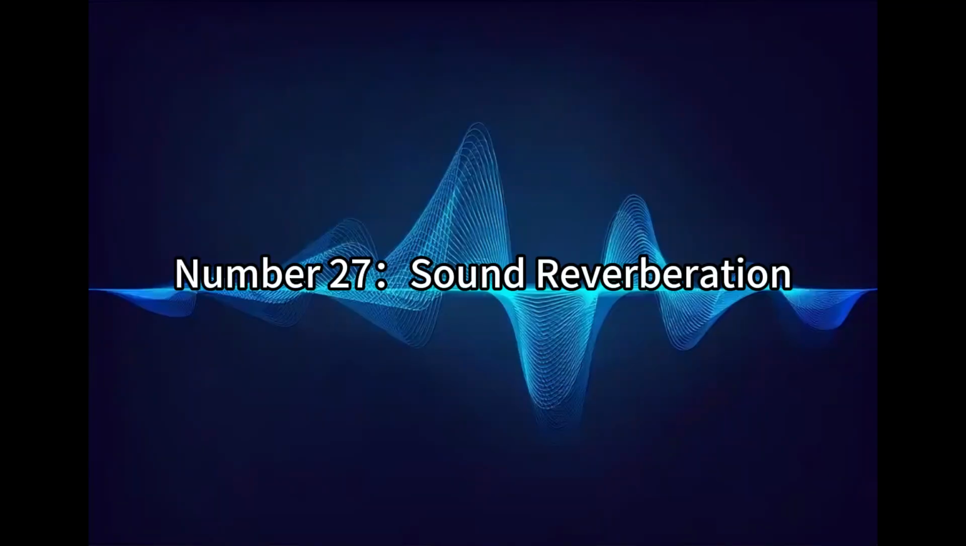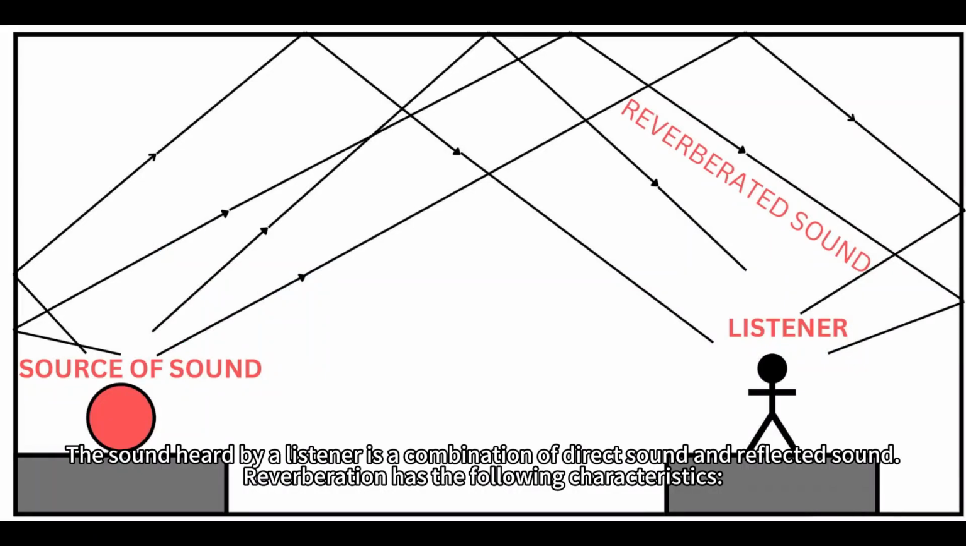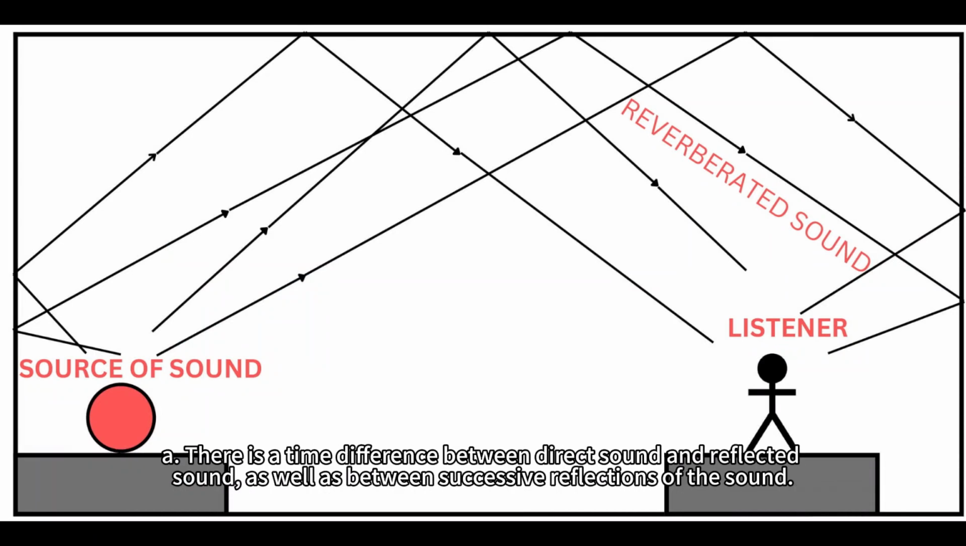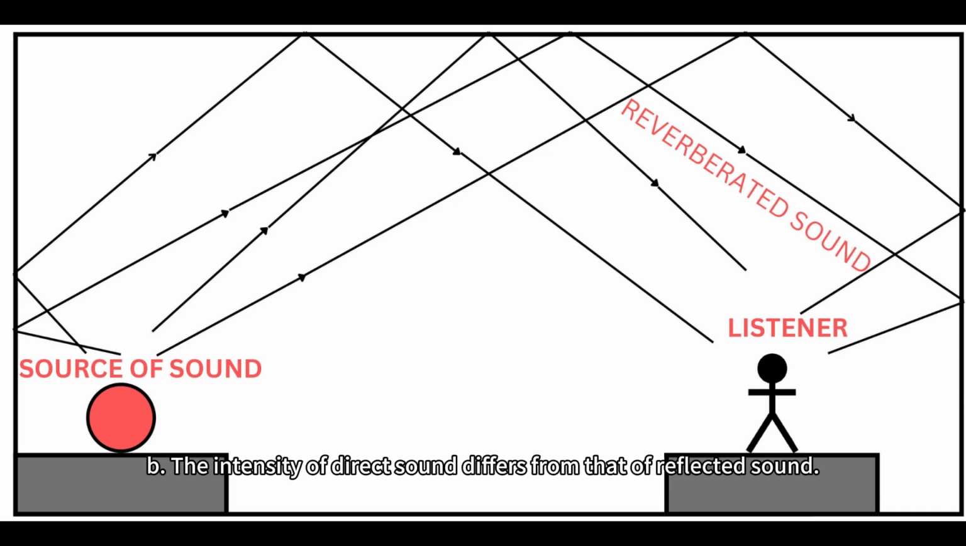Number 27. Sound reverberation. The sound heard by a listener is a combination of direct sound and reflected sound. Reverberation has the following characteristics. A. There is a time difference between direct sound and reflected sound, as well as between successive reflections of the sound. B. The intensity of direct sound differs from that of reflected sound.